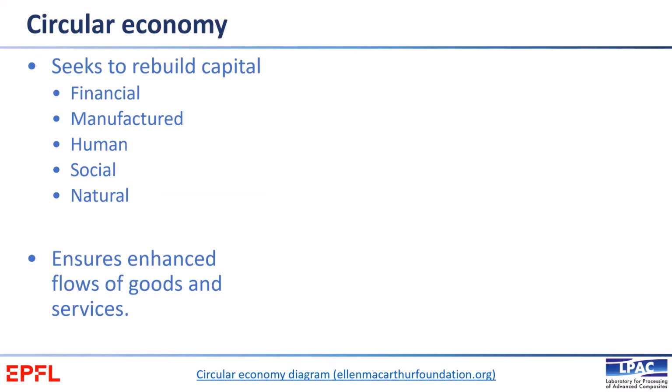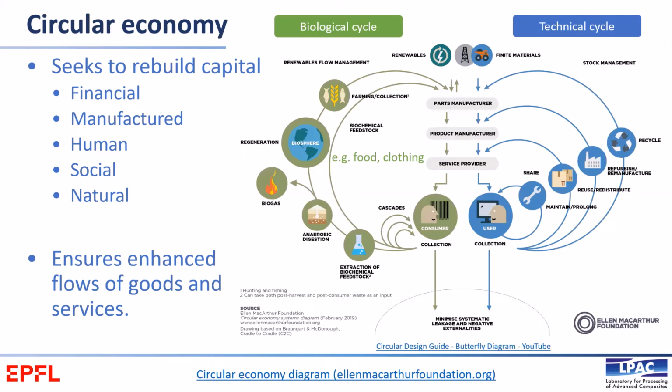Okay, yeah. So we want to rebuild different forms of capital: financial, manufactured, human, social, and natural. This is a quite famous diagram from the Ellen MacArthur Foundation called the butterfly diagram. What we're trying to do is actually violate some of the laws of thermodynamics, okay, by having loops that don't leak. That's not possible, but we can make them considerably less leaky than they are today. Because today we just drop everything off the end.